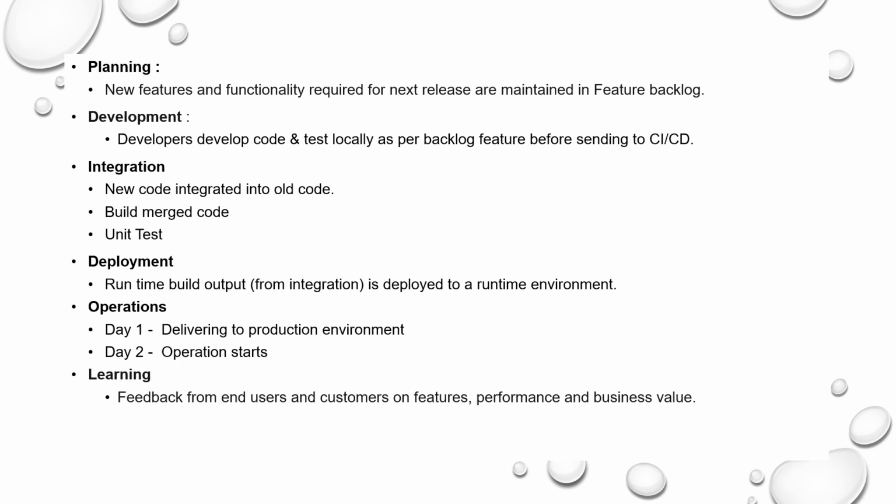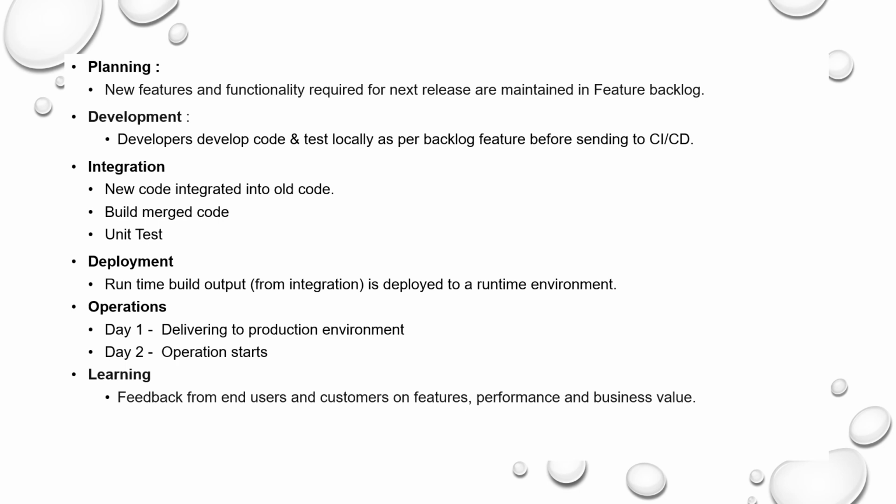Planning. New features and functionality required for the next release are maintained in a feature log. Development. Developers develop code and test locally as per backlog feature before sending to CI/CD. Integration. New code is integrated into old code. Build merged code. Unit test.